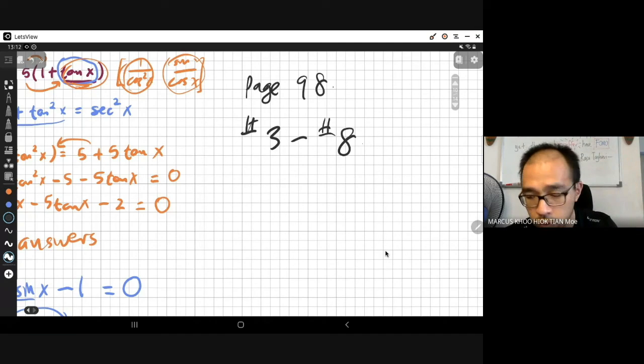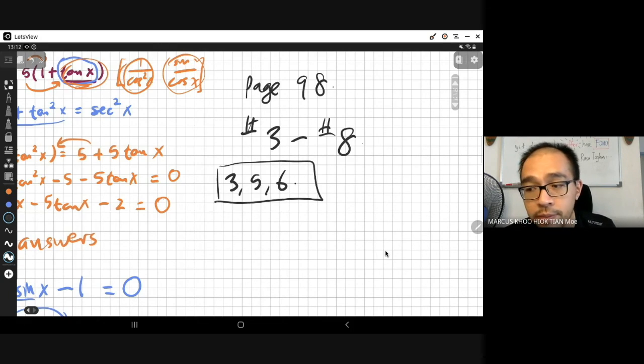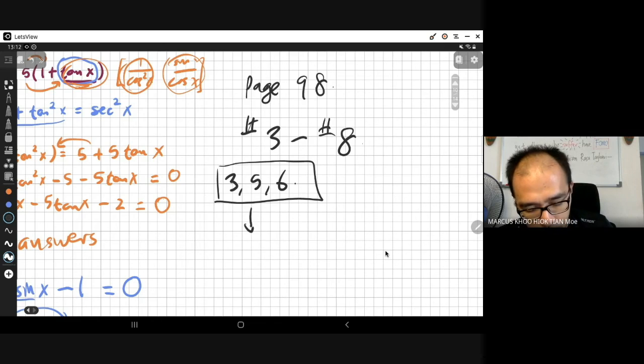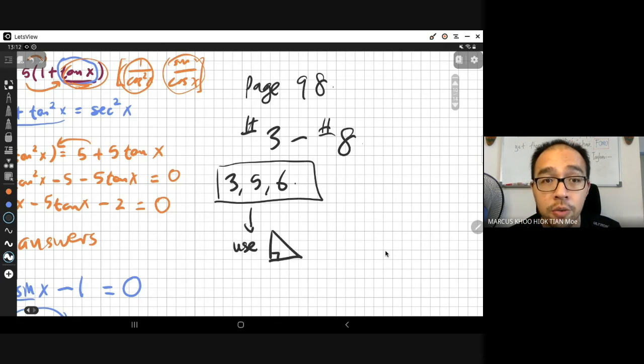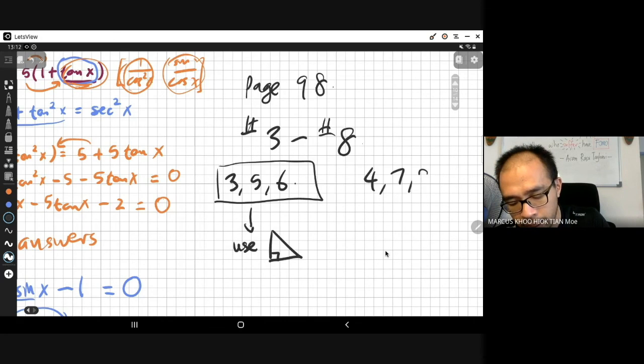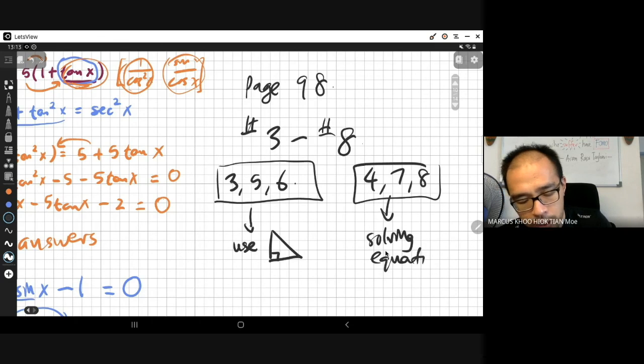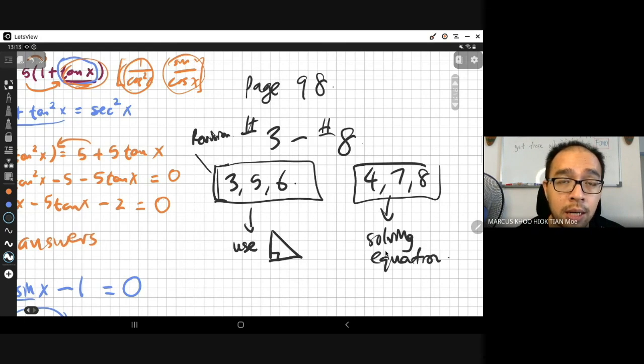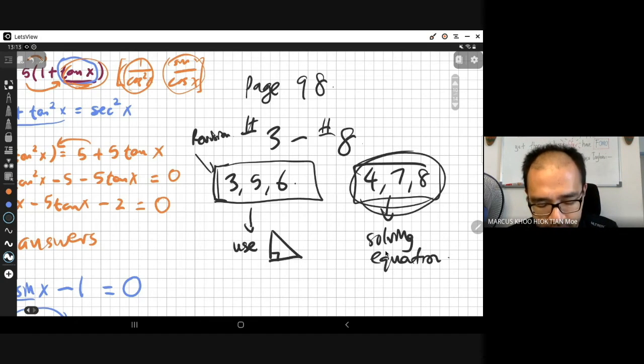Question number 3, number 5, and number 6 are around the same. Use the right angle triangle to help you. Question number 4, number 7, number 8, this one is the solving equation yang kita bincang ini hari. So questions 3, 5, and 6 are more on a revision of what we have done in the first subtopic, and then questions 4, 7, and 8 are more towards what we've been doing today. I want you to revise this, because when we go into solving problems, this will become a lot more useful for us.